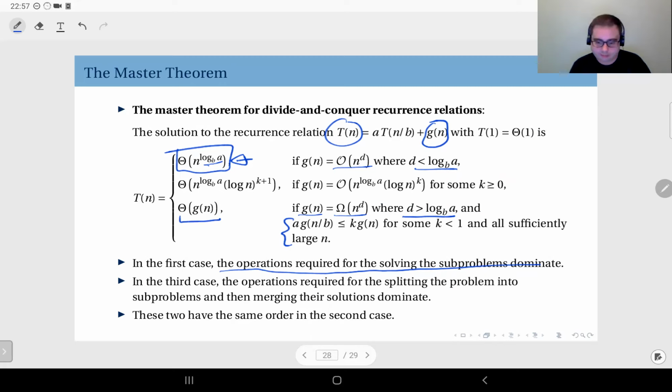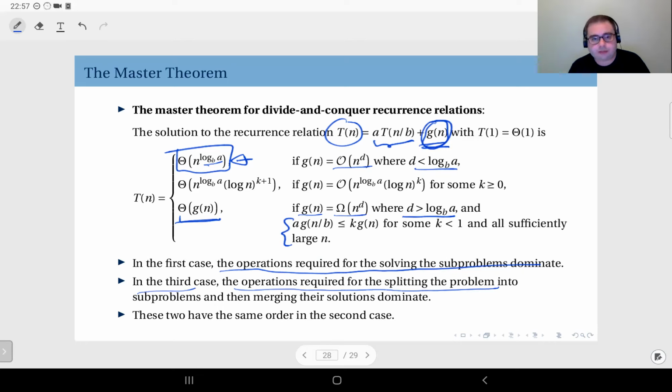Okay, so in this case, the solutions to the subproblems become negligible, let's say, for large inputs, when compared to the conquer step. In this case, the operations required for splitting the problem into subproblems and then merging their solutions are the dominant factor, so that g of n dominates, and therefore your function is big theta of g of n.